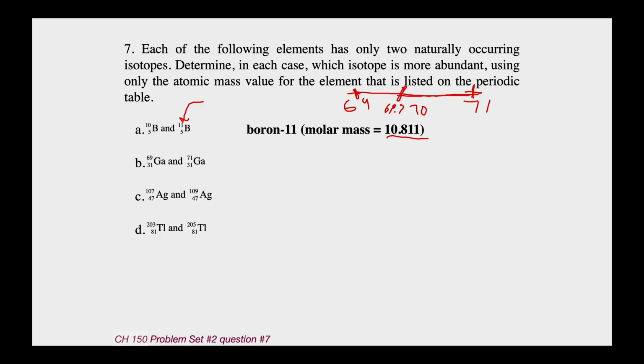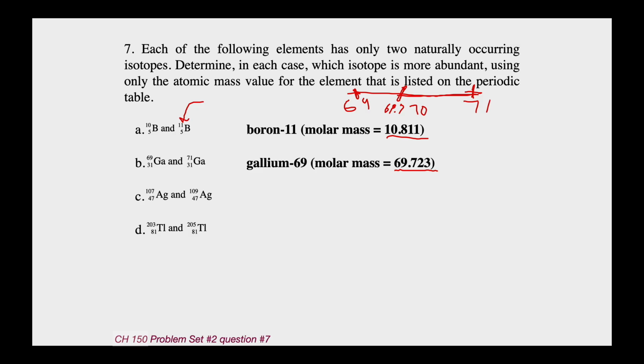So you can see that 69.7, if that's the average of all the galliums, is closer to 69 than it is to 71. So I would predict, based on this information, that 69 is more abundant, and it is. If you have 69 and 71, the halfway point would be 70. That would be 50-50. But we don't have a 50-50 thing. It's 69.7, and 69.7 is closer to 69 than it is to 71. So again, this number line thing works really well for me. I can use that sometimes to figure out which one is more abundant, and you can too.